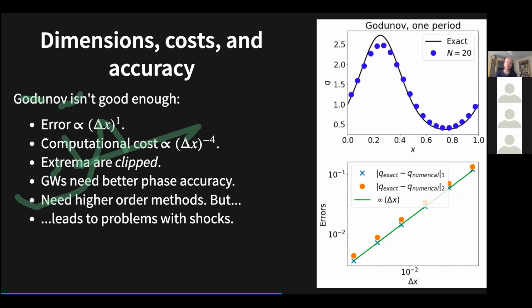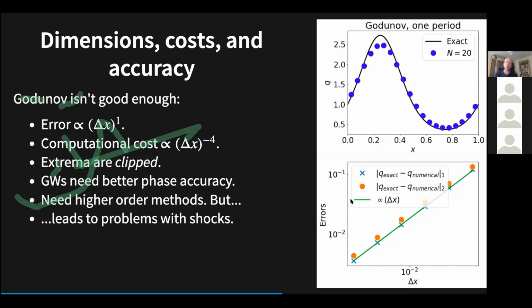Now, because gravitational waves need high phase accuracy in order to make certain we get the frequency correct, we need to get much higher accuracy than we'll see using Godunov's method at these type of resolutions. So we could throw computing power at the problem.